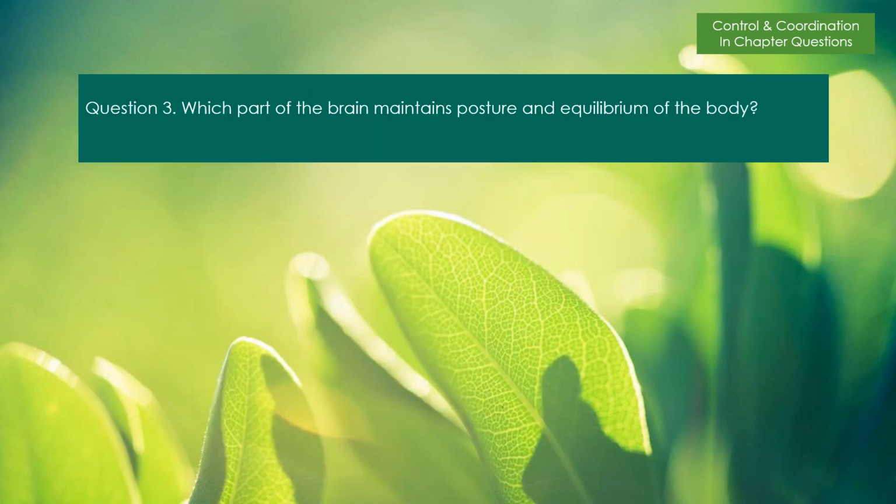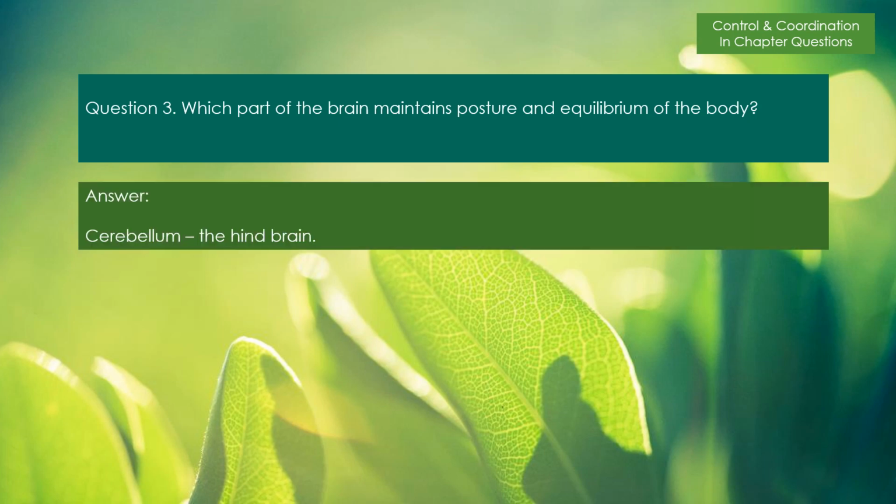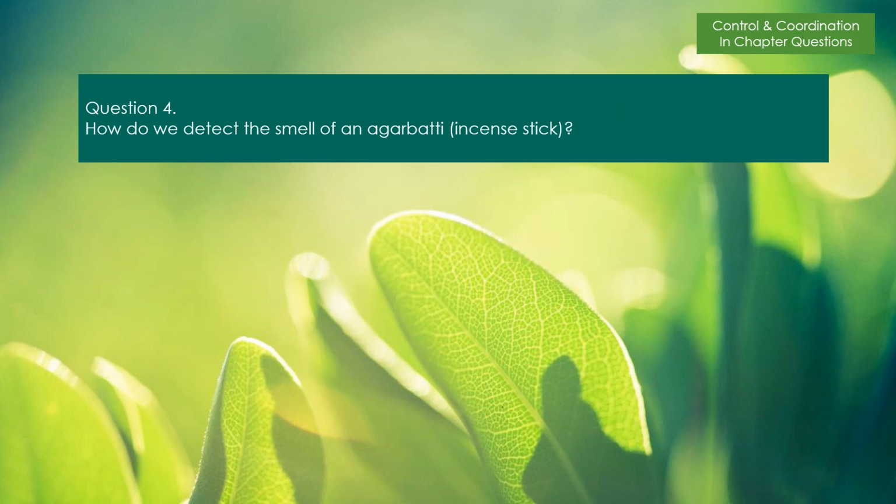Which part of the brain maintains posture and equilibrium of the body? So it is the cerebellum, that is the hind brain, which maintains the posture and equilibrium of the body.